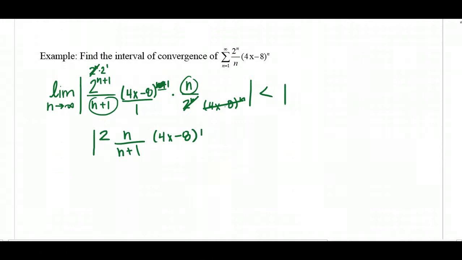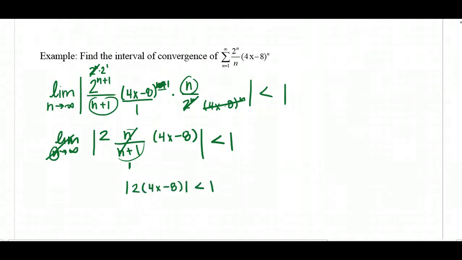So now I'm taking the limit as n approaches infinity of this quantity, and I want this to be less than 1. As n approaches infinity, the only term with an n in it is n over n plus 1, and this quantity goes to 1. So this limit's gone and this quantity's gone because it just became a 1. Here's what I have left: 2 on the inside, and 4x minus 8 on the inside has to be less than 1.